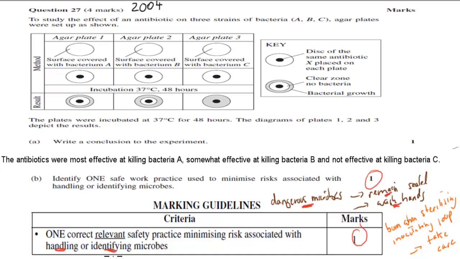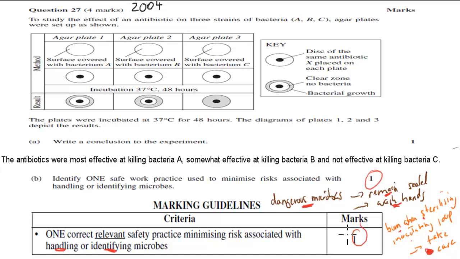When it comes to handling microbes or identifying microbes, remember we have to actually burn the inoculating tube or sterilize it. So the problem is when we sterilize it on the Bunsen burner, we could burn ourselves. So that could be a safety concern. We could burn ourselves whilst trying to sterilize the inoculating tube. So the safety precaution would be just to take extra care, right? But these are 2 or 3 examples.